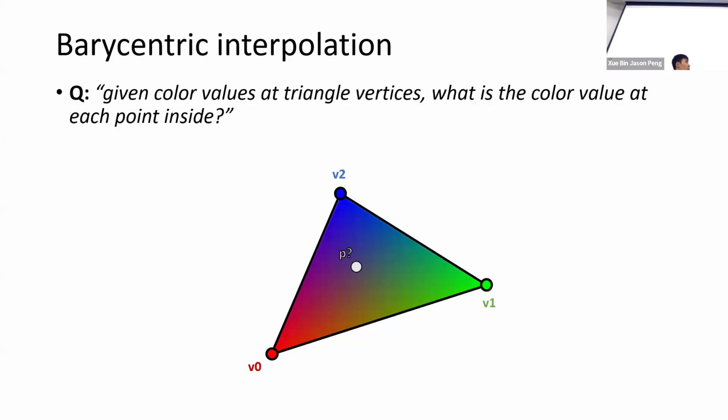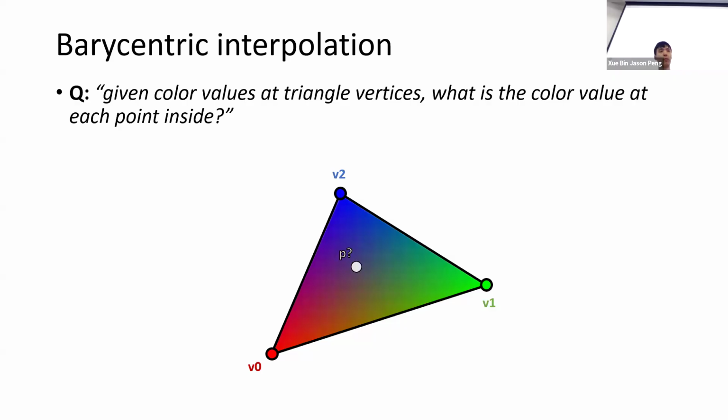So the intuition for blending colors in a triangle is that the closer we are to one vertex, the more similar the color should be to that particular vertex. So the color of a point should be more similar to the vertex that it's closest to. One way that we can get this kind of interpolation of colors inside a triangle is by using a method called barycentric interpolation.